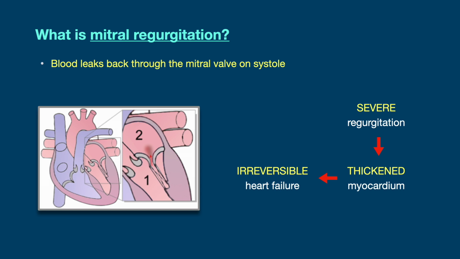As the degree of regurgitation becomes more severe, the body's oxygen demand may exceed what the heart can supply, and as a result, the myocardium can thicken over time. Whilst this may be benign initially, patients may find themselves increasingly fatigued as a thicker myocardium becomes less efficient, and eventually go into an irreversible heart failure state.